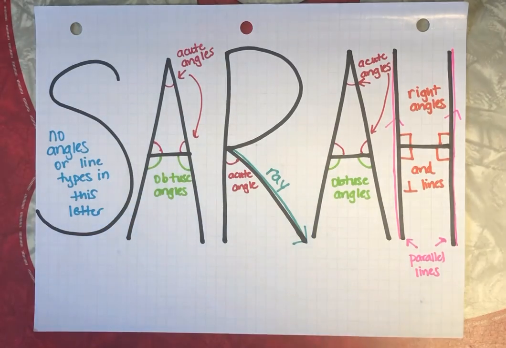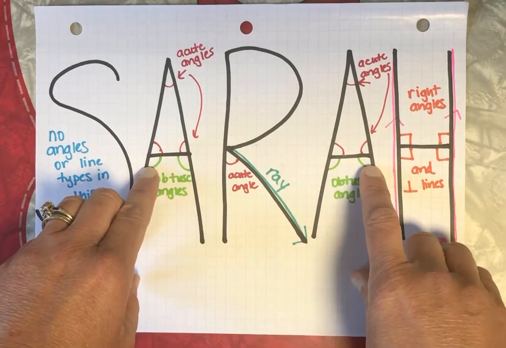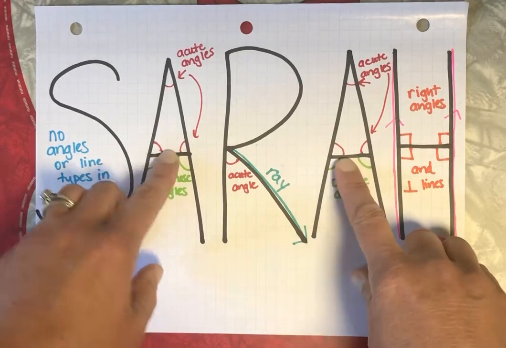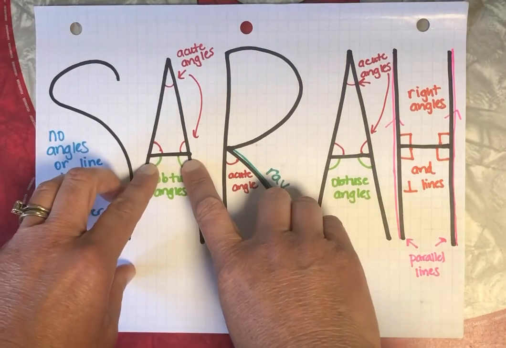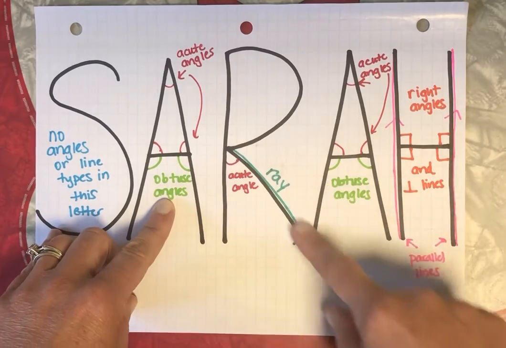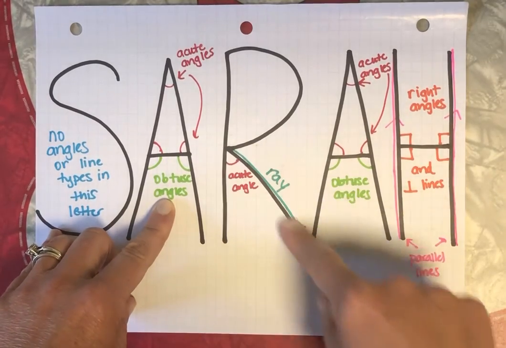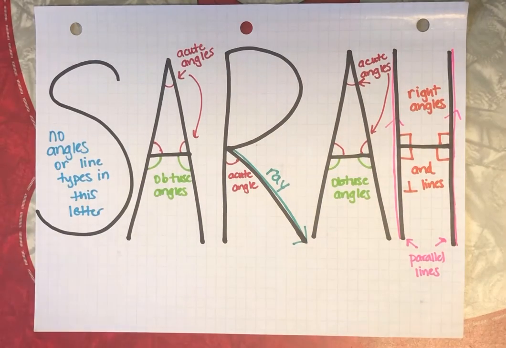I also looked for obtuse angles, and I could see that I had some obtuse angles in the bottom part of my A. So these two are slightly greater than 90 degrees. So I labeled them. I labeled the ray coming off my R. There are not very many letters in the alphabet that are going to lend themselves well for a ray, but I happen to have one, so that's pretty cool. Now my H was really fun. It was loaded up with a whole lot of stuff.